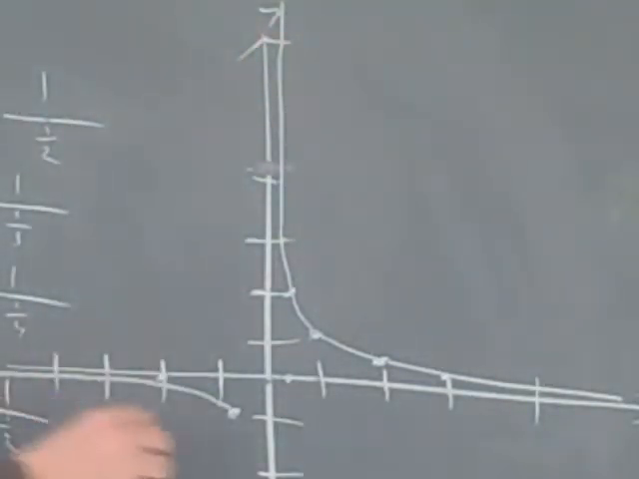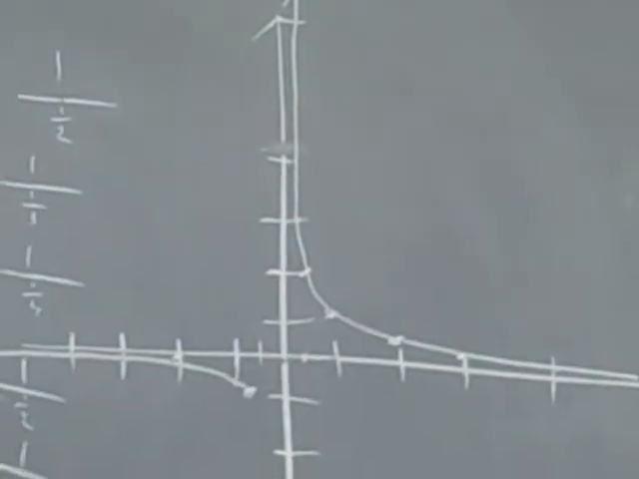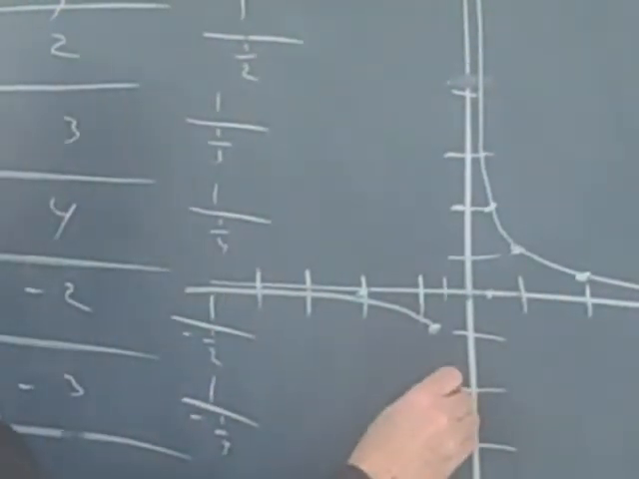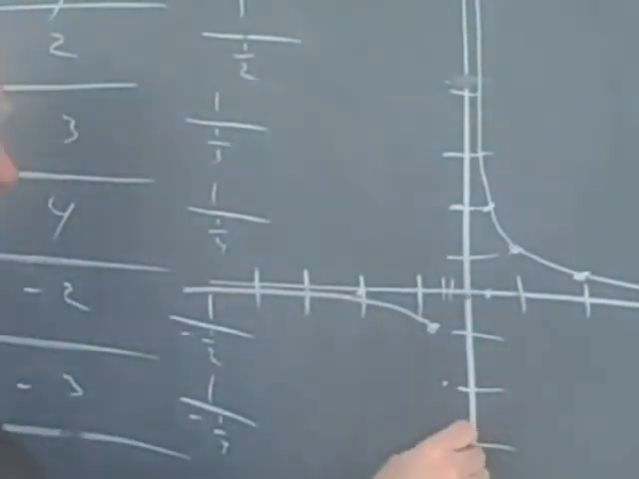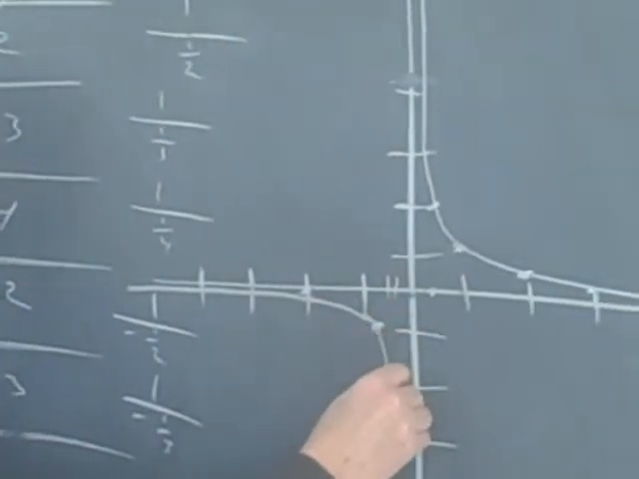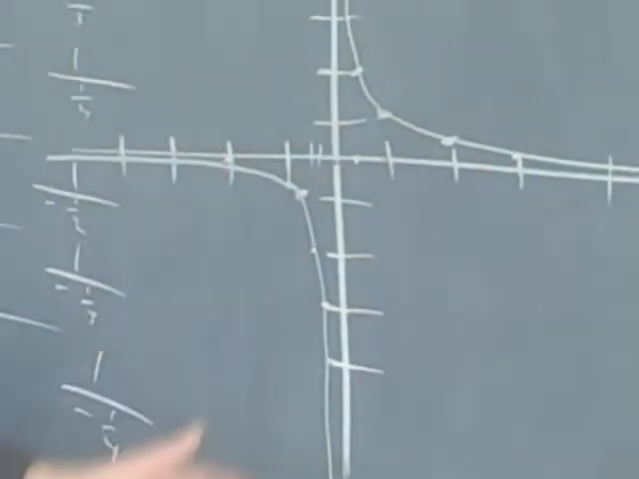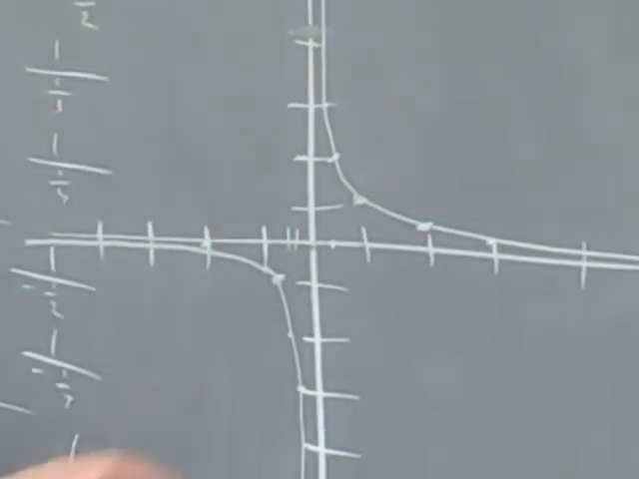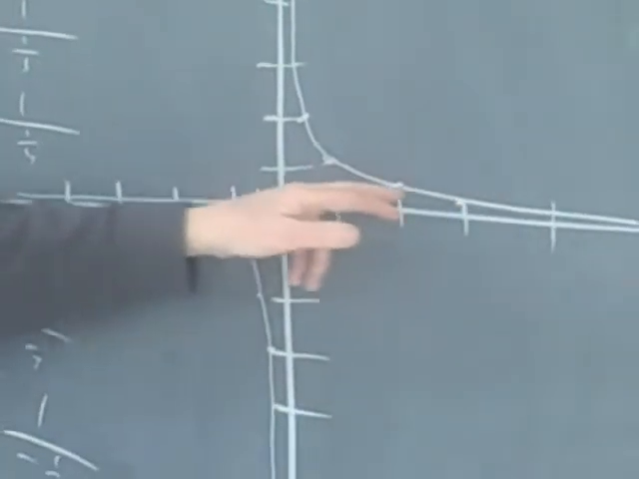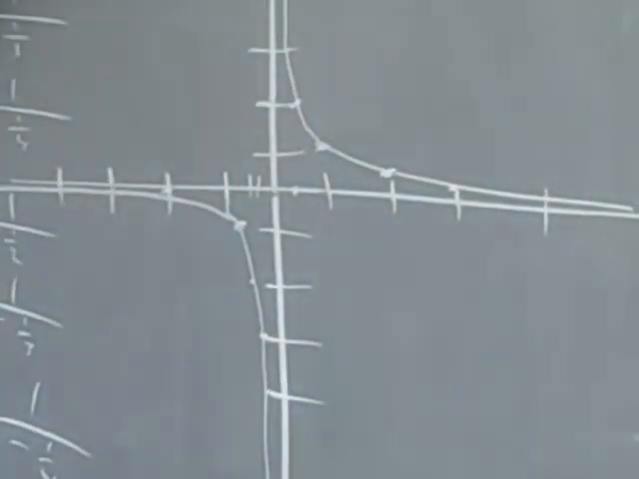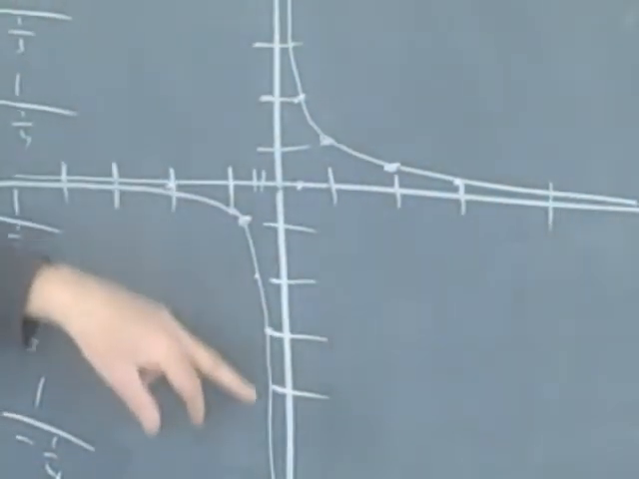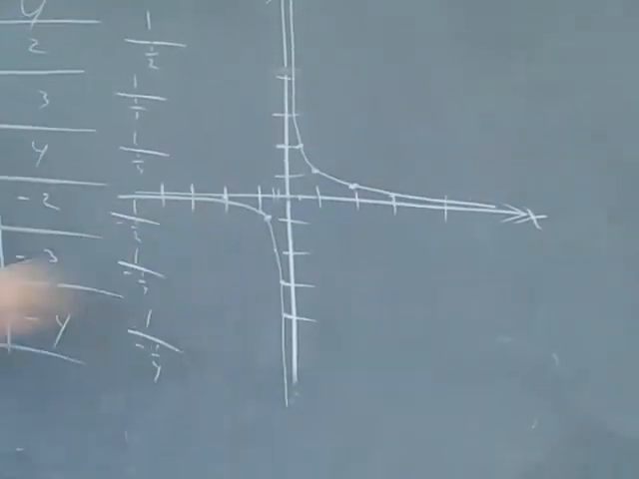The same thing happens at the other side. If I put in -1/2, I get -2. If I put in -1/3, I get -3. And this grows without bound this way. And we say this function is asymptotic to the y-axis, or the line x equals 0, because it gets closer and closer and closer, but it never touches it on this side and on this side. And we get this graph.